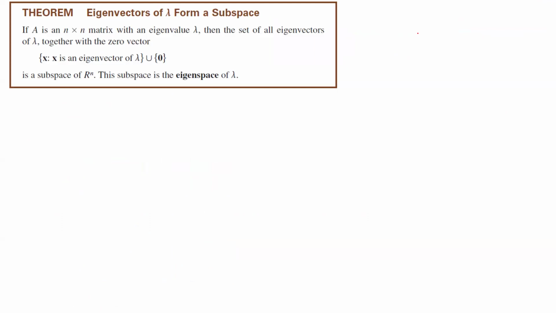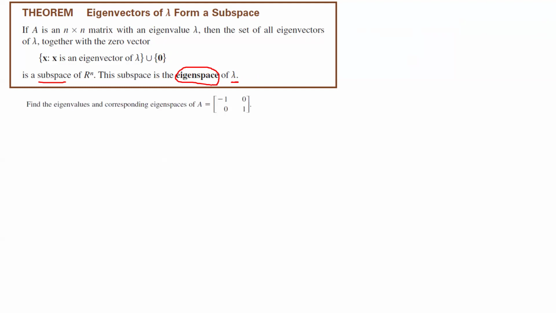In this theorem, we're going to form the eigenspace of lambda. If A is an n by n matrix with an eigenvalue lambda, then the set of all eigenvectors of lambda together with the 0 vector is a subspace of n-space, and this is called the eigenspace of the eigenvalue lambda. So again, you're going to take all eigenvectors that correspond to lambda along with the 0 vector, and this is called the eigenspace of lambda.